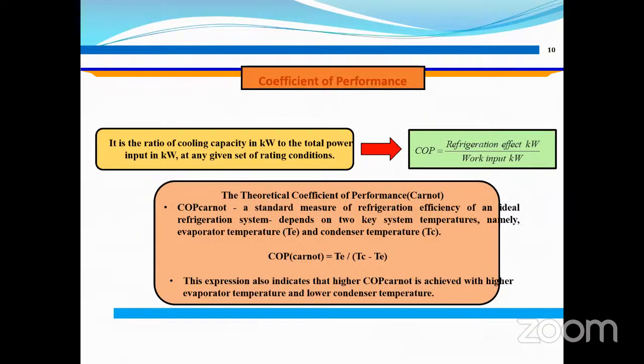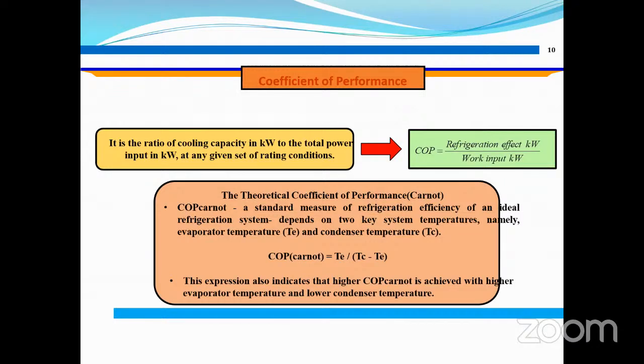So coefficient of performance is the ratio of cooling capacity in kilowatts to the total power input in kilowatts at any given set of rating conditions. That is, COP is the refrigeration effect in kilowatts divided by the work input in kilowatts.